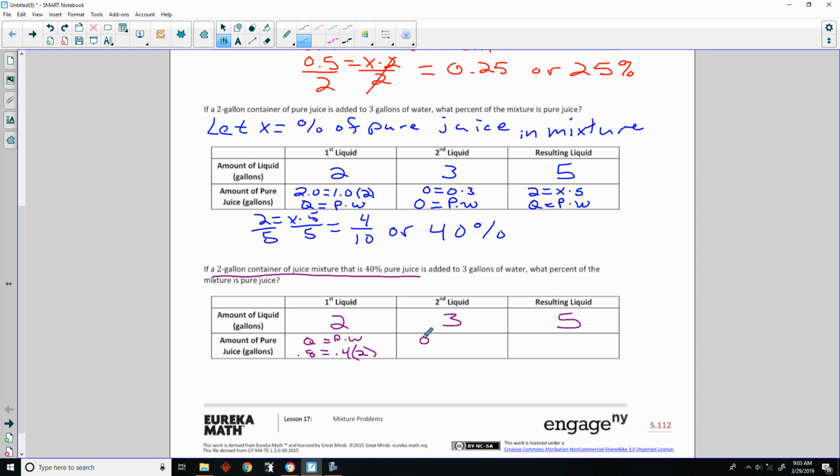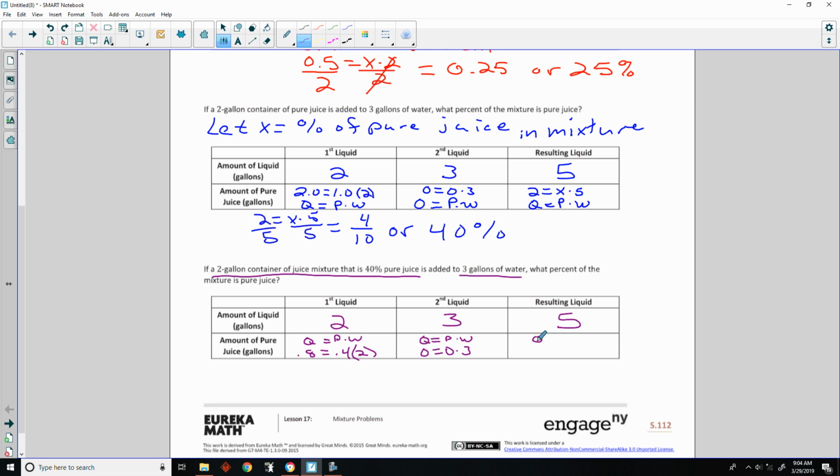Then if we do this again, we have some quantity equals percent times whole. Well, I know the whole is 3, and the percent of juice in this pure water is 0, so the quantity of juice in this mixture is 0.